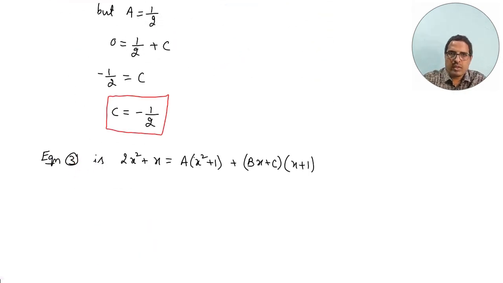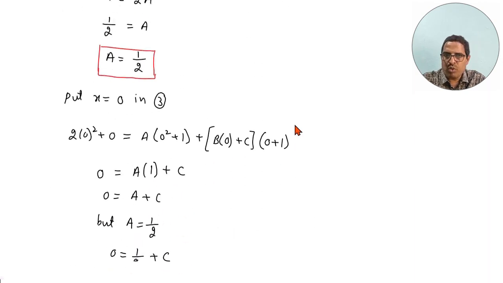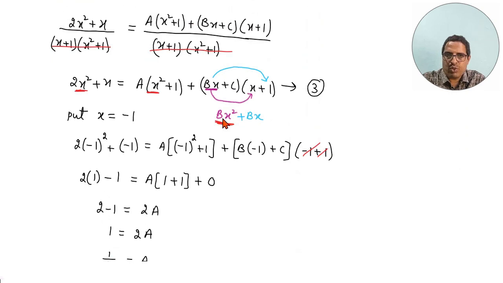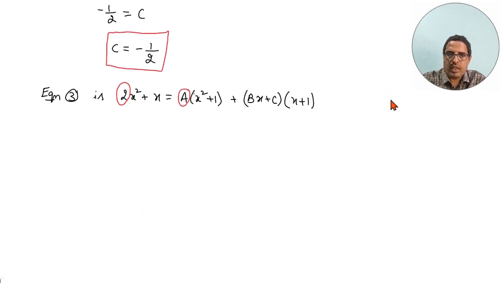Equation 3 is, so we have coefficient of x square to be 2 over here. In this case, coefficient of x square is just a over here. As we have seen earlier, one more coefficient of x square is only b. So coefficient of x square over here will be b. So let us try to equate the coefficient of x square. So we get the value of 2 to be equal to, here coefficient of x square is a, here the coefficient of x square is b.